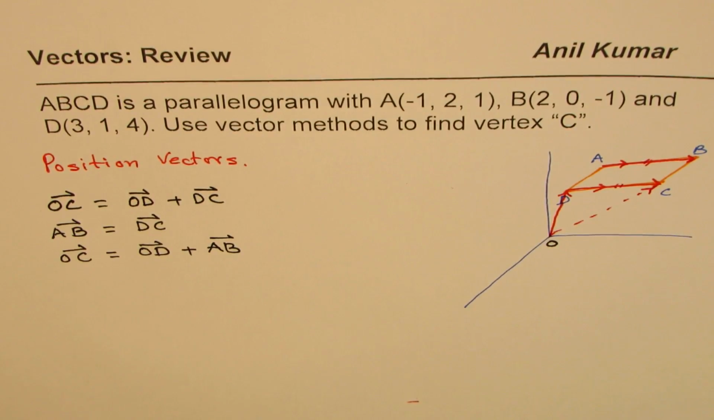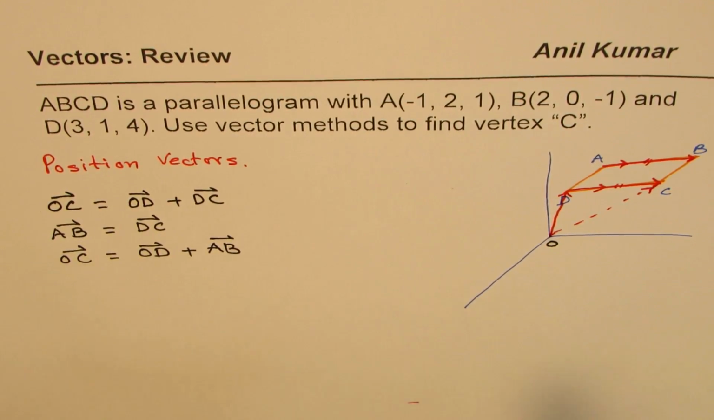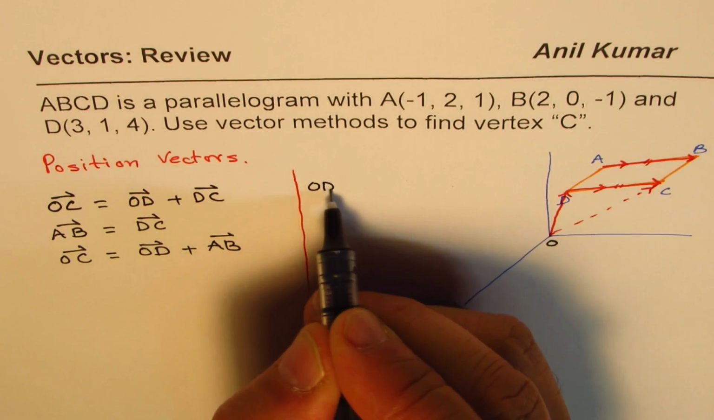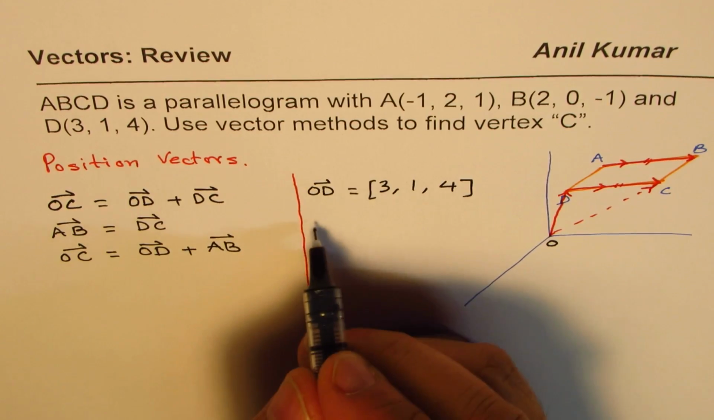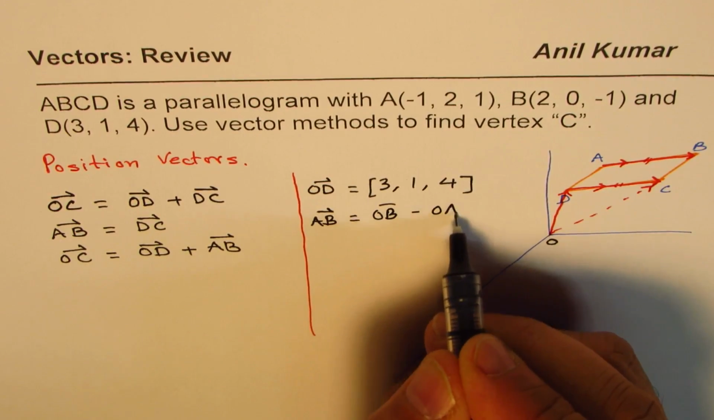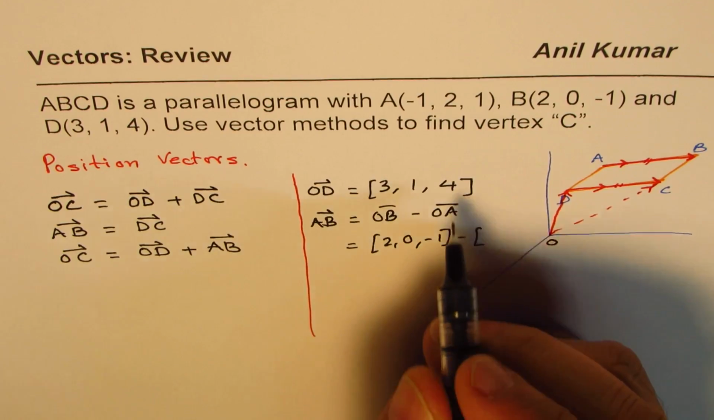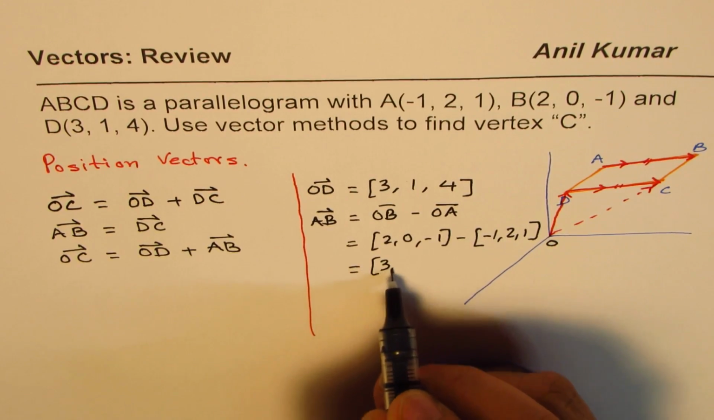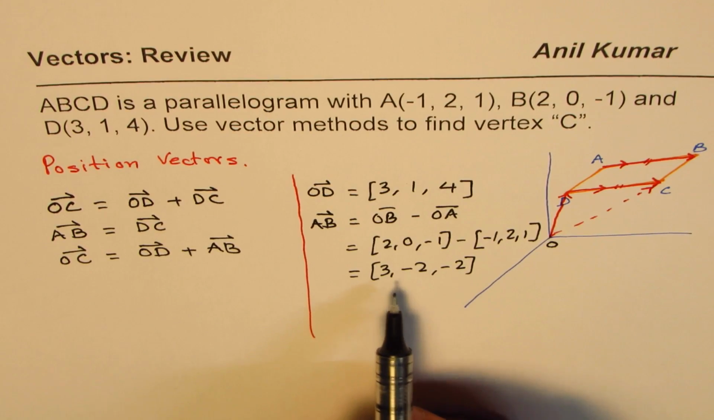So we are good, I think, as far as this is concerned. So OC could be written as the combination of OD and AB. Now let's see what OD is and what AB is. So let's calculate this. We'll do it on the right side. OD is the position vector of point D, which is given to us, which is (3, 1, 4), correct? And AB will be A to B. So that means it is OB minus OA. So OB is (2, 0, -1), and we have to take away OA, which is (-1, 2, 1), correct? So that gives you 2 minus minus 1, that becomes plus 3. 0 minus 2 means minus 2. Minus 1 minus 1 is minus 2. So AB is (3, -2, -2).